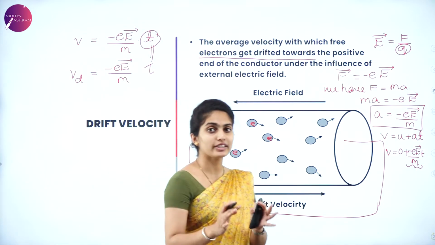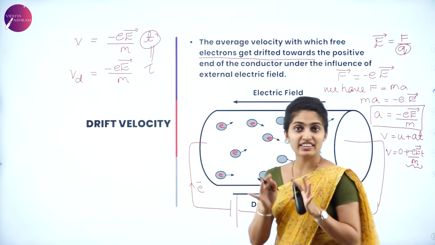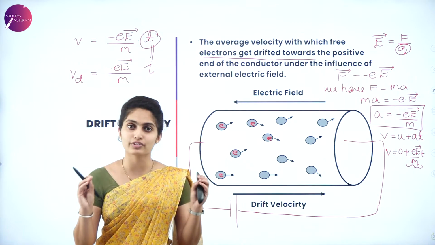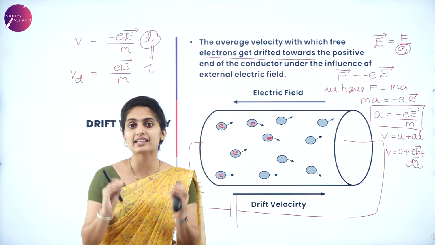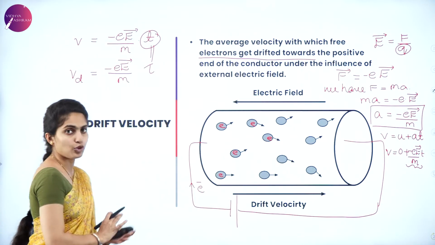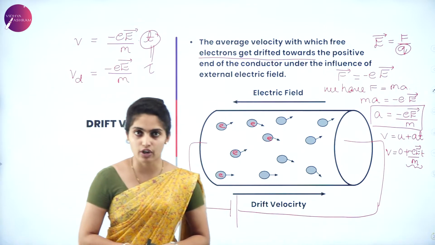So I hope you're clear what exactly drift velocity is and how you define the relaxation time. That is nothing but the relaxation time of an electron or atom, and it is given in terms of tau. V subscript d is nothing but the drift velocity.